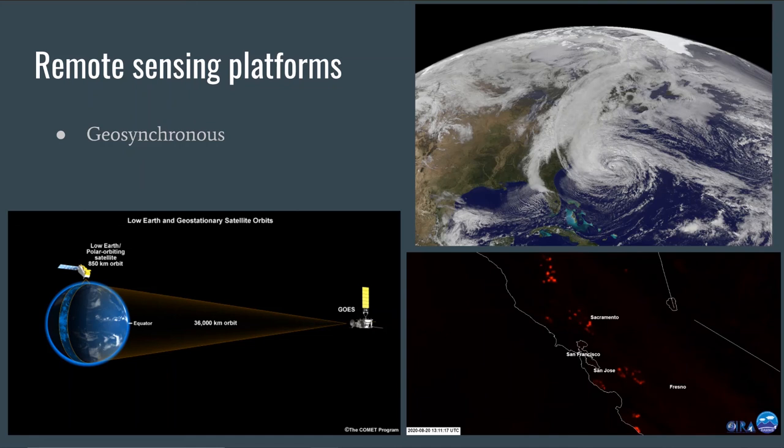At the bottom right, this is from just about a week ago, August 2020, where we have some of the fires in Northern California just starting out, basically. And though it's not super high quality data, you do get an impression of where these fires are and can track them to some degree over time, over a couple days.